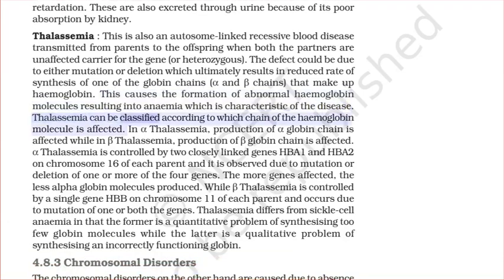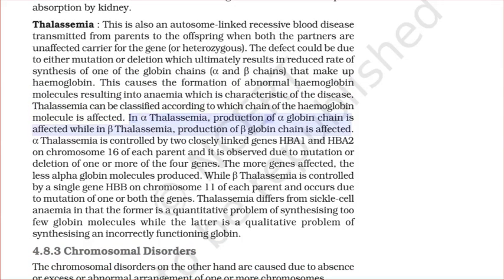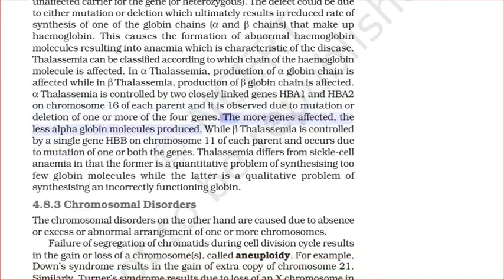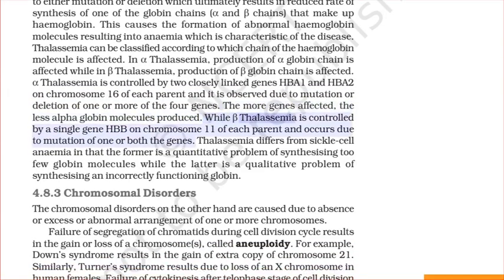Thalassemia can be classified according to which chain of the hemoglobin molecule is affected. In alpha thalassemia, production of the alpha globin chain is affected, while in beta thalassemia, production of the beta globin chain is affected. Alpha thalassemia is controlled by two closely linked genes, HBA1 and HBA2, on chromosome 16 of each parent, and it is observed due to mutation or deletion of one or more of the 4 genes. The more genes affected, the fewer alpha-globin molecules produced. While beta thalassemia is controlled by a single gene, HBB, on chromosome 11 of each parent and occurs due to mutation of one or both the genes.